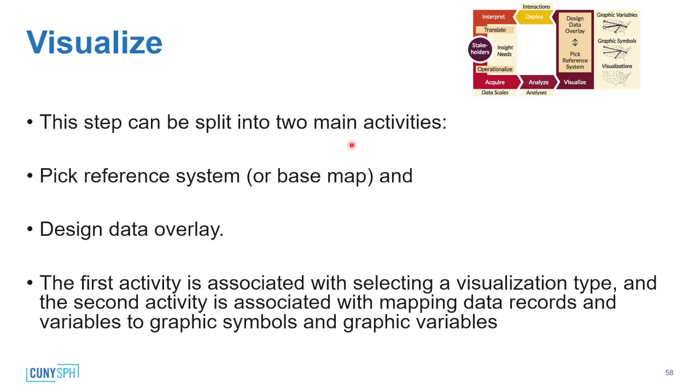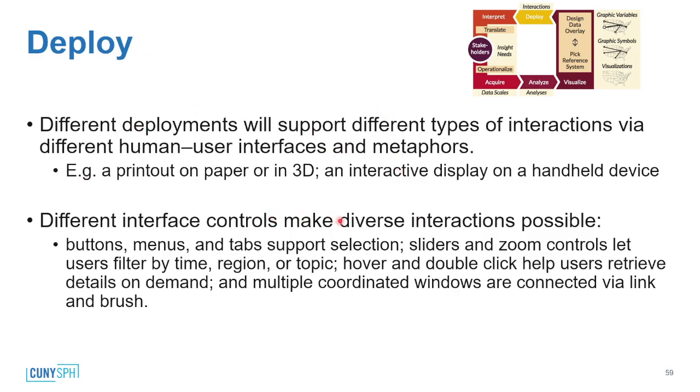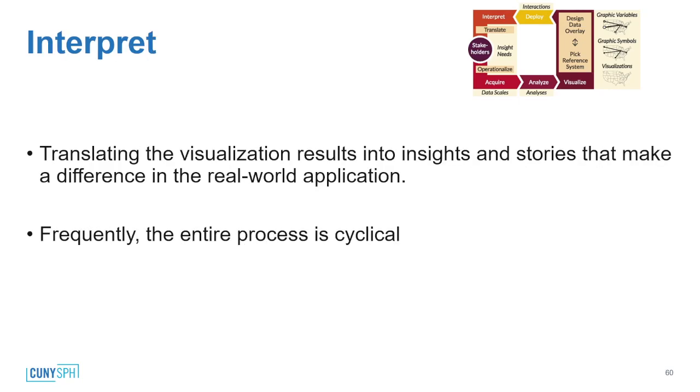Now, when we visualize, we need to pick the reference system or map, and then we design the overlay, basically taking into account the visualization types, the typology that we already covered. So I'm thinking about what the insights are and how we need to map these things in order to answer those questions. Then we deploy that, depending on the different human user interfaces and metaphors that we have. We can deploy that printed, we can deploy that on the computer, or we can have different ways of representing visualization. They can be physical objects that we can create to deploy that data. And we need to be aware of how we want to interact and provide different alternatives and different ways of interactivity, concepts that we already introduced.